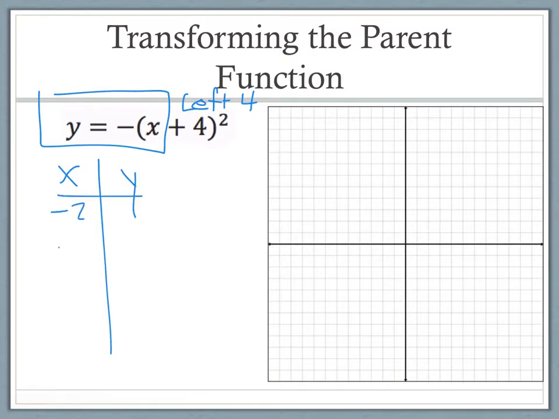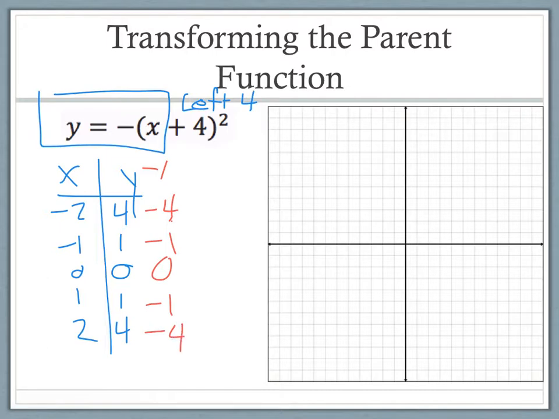So remember -2, -1, 0, 1, 2. We're squaring those, so 4, 1, 0, 1, 4. Now I can multiply all of these by that -1. So this becomes -4, -1, 0, -1, -4. Remember, once we multiply by that a, we don't need those points anymore. So I'm going to graph these: -2, -4, -1, -1, 0, 0, 1, -1, and 2, -4.